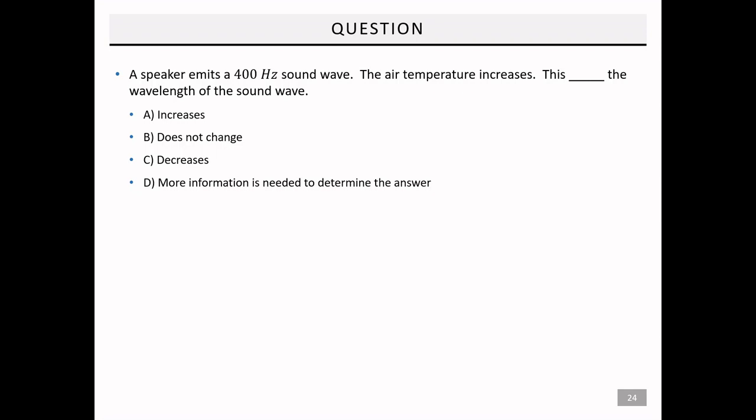Okay, when we were learning about sound, we had one equation that was related to air temperature. That equation said that the speed of sound in air was 331 meters per second times the square root of the air temperature divided by 273 Kelvin. The question is asking about wavelength, but we can relate wavelength to wave speed with another equation. We know that v is equal to lambda times f.